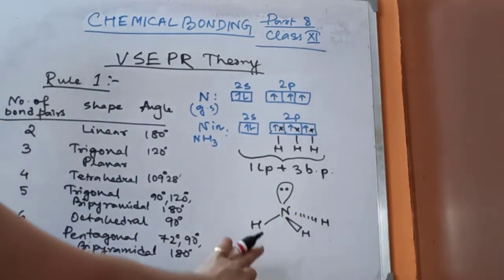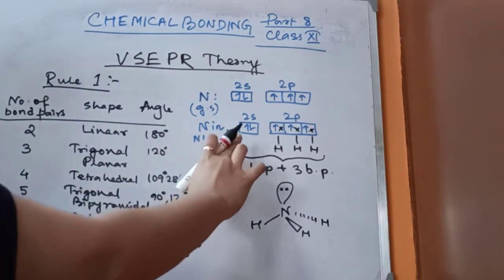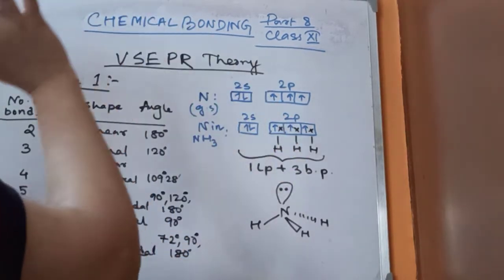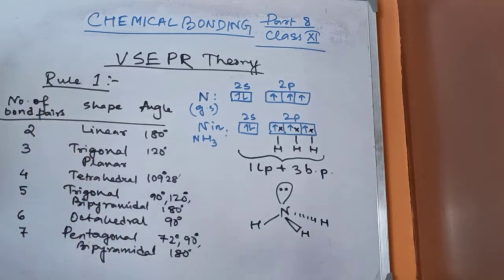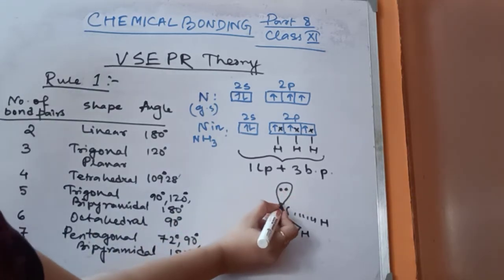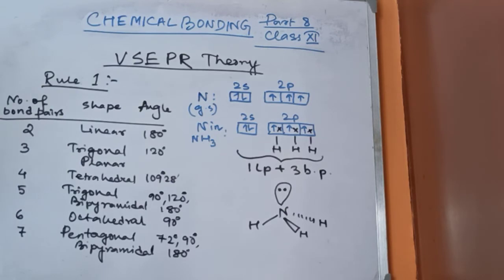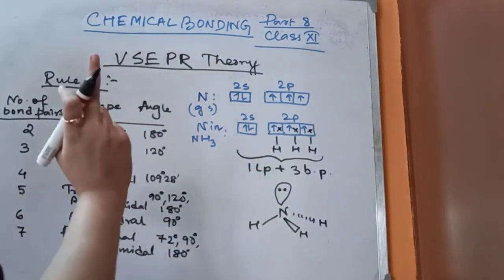It will show you the ideal structure as tetrahedral because it involves 1s and 3p orbitals. The ideal shape is tetrahedral, but the actual shape will never be tetrahedral. Why? Because here one lone pair is present. The actual shape will not be tetrahedral. We can call the actual shape trigonal pyramidal.